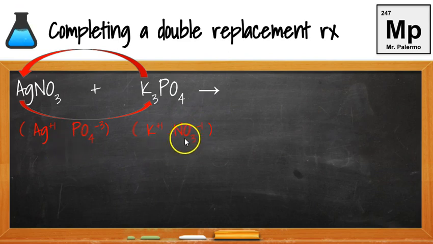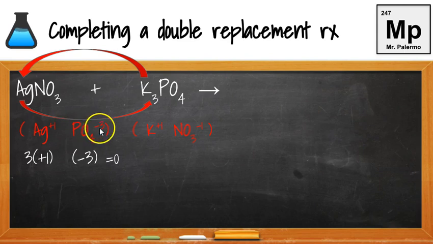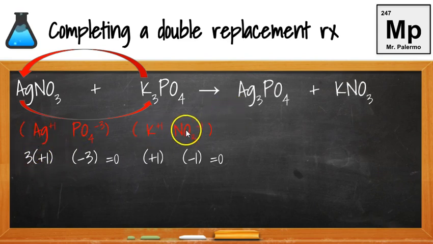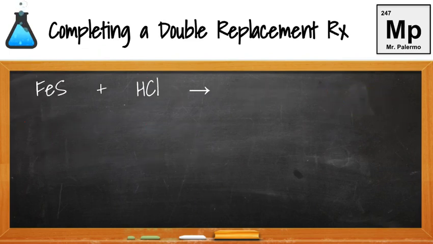And now let's form our two new compounds. Remember, they must equal 0. So if we have +1 for silver and -3 for the phosphate, that means we're going to need 3 positive charges to balance out those 3 negative. So I'll need 3 silvers. And over here, this is +1, this is -1, so that already equals 0. So I only need 1 K and 1 NO3. And then I'm going to rewrite my new compounds. So it's Ag3PO4, and then KNO3 is a 1-to-1 ratio here. And let's see one more example.